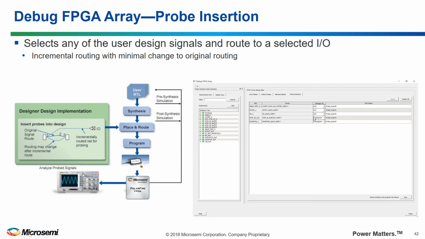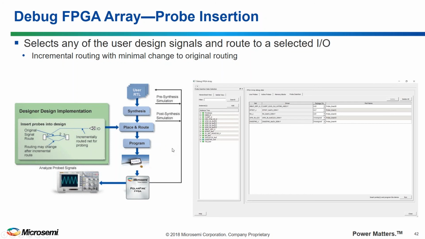Probe insertion gives you the ability to add signals and route them out to pins. They could be pins that are unused, or pins that were previously used. Probe insertion requires the design to be routed again, so we do an incremental route. The idea is I normally had a connection from 1 to 3 over here. I still want that connection, but I'd like to see what's going on with 1, so I can route it out.